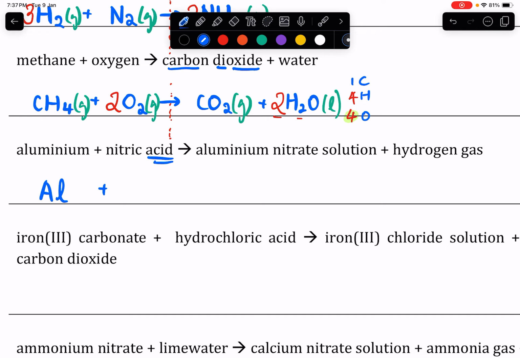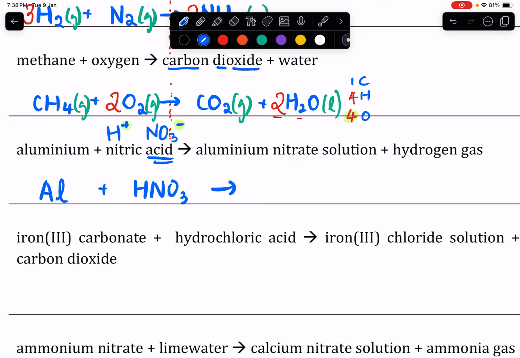Now note that acid must always contain H+. And what is nitric acid made of? Nitrate ions. So if you know that H plus is 1 plus, nitrate is 1 minus, you can deduce what's the formula of nitric acid, which is HNO3.